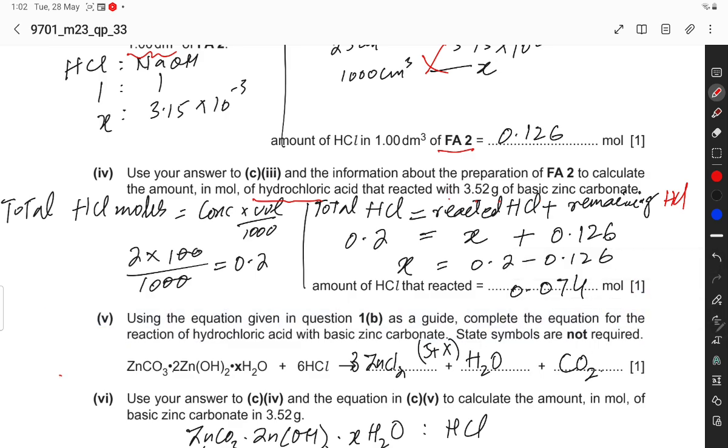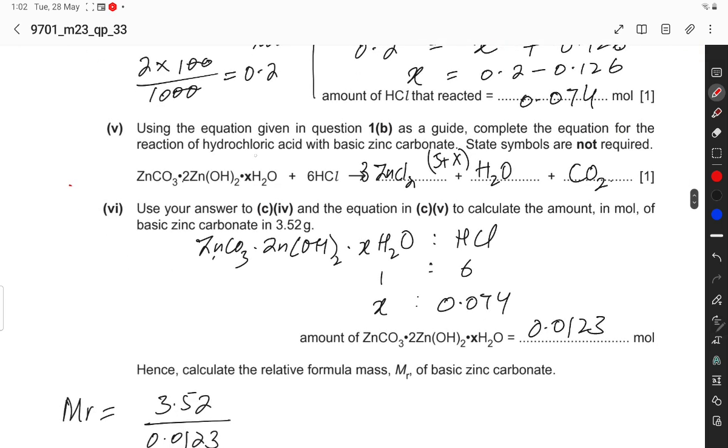Part 5: using the equation given in question 1b as a guide, complete the equation for the reaction of hydrochloric acid with basic zinc carbonate. State symbols are not required. So this is the basic carbonate of zinc plus HCl to form ZnCl2 plus water plus carbon dioxide.